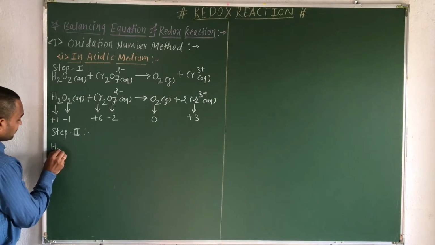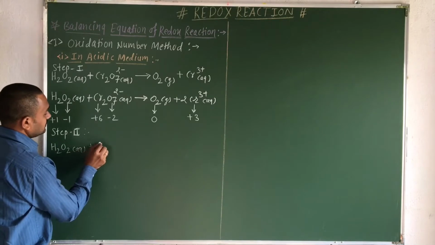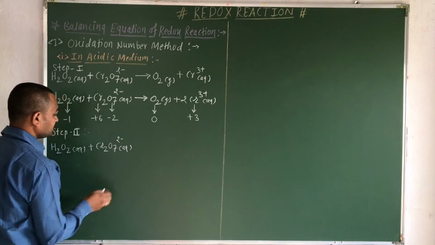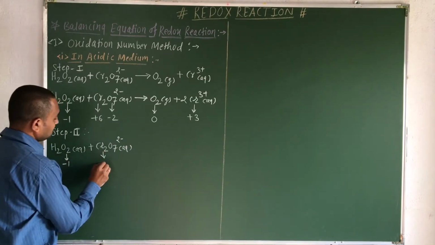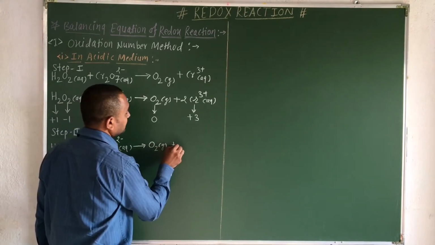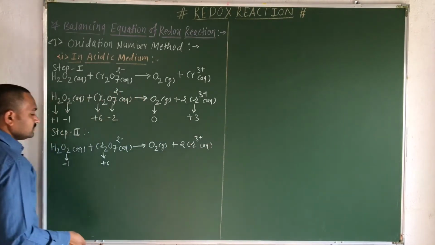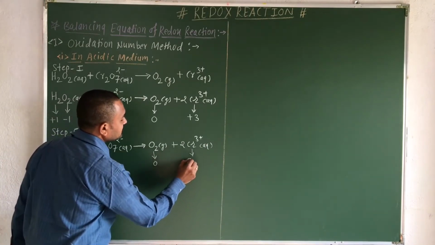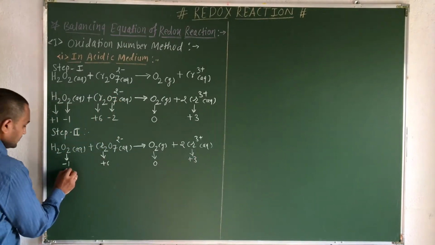Again write down the same equation, H2O2 aqueous plus Cr2O7 2 minus aqueous. Okay, so here the oxidation number is minus 1, here the oxidation number is plus 6, gives O2 gaseous plus 2 Cr plus 3 aqueous. Now its oxidation number is 0 and its oxidation number is plus 3. Now we have to note down the oxidation process and the reduction process.